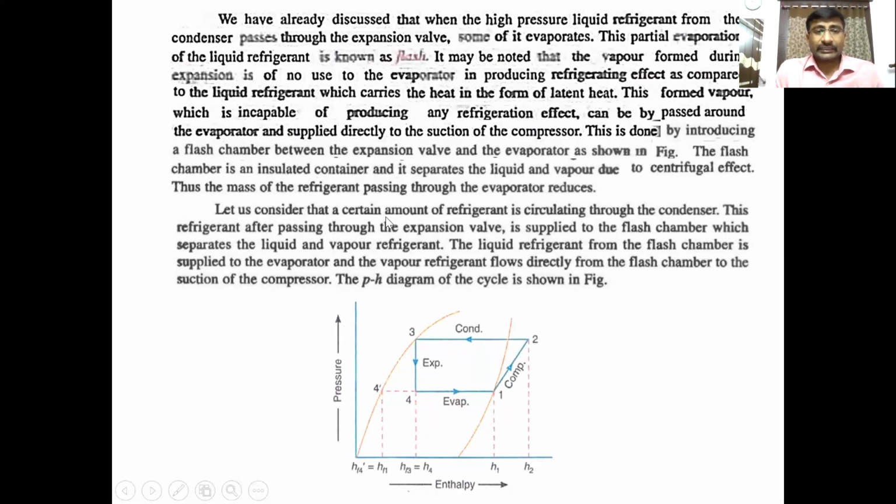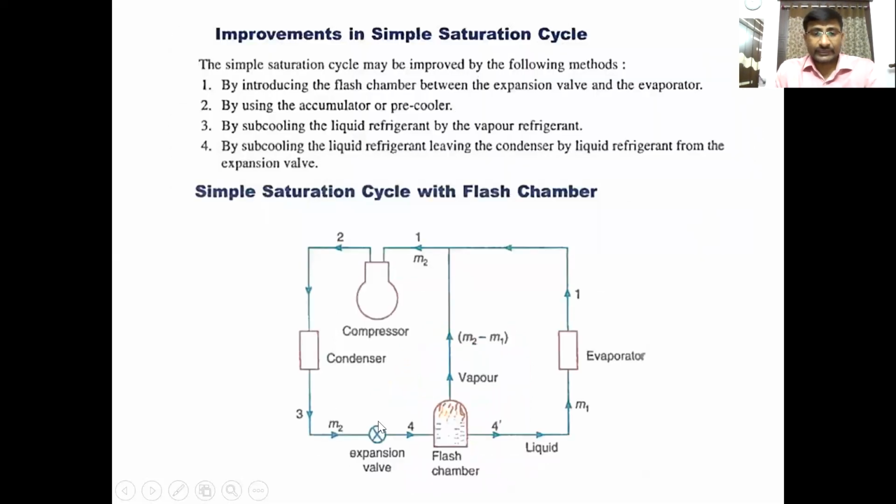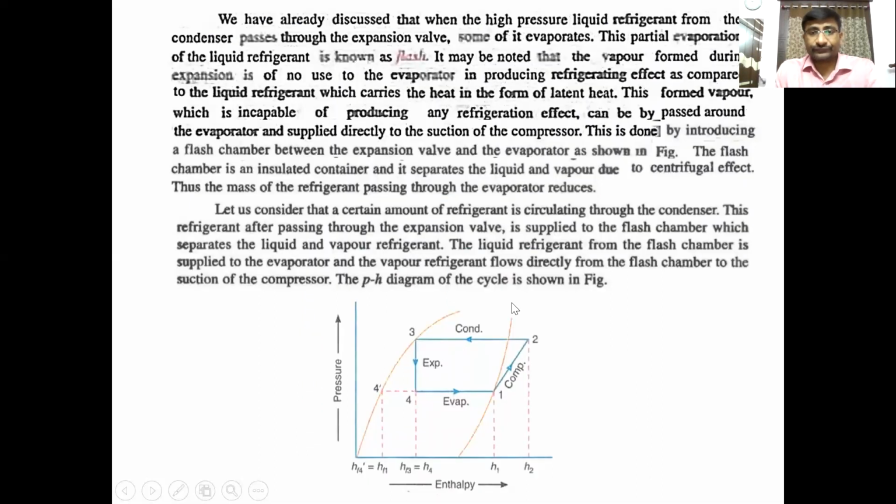Let us consider a certain amount of refrigerant. Let us go for the thermodynamic analysis of the cycle. A certain amount of refrigerant is circulating to the condenser, which is taken as M2. This refrigerant, after passing through the expansion valve, is supplied to the flash chamber, which separates the liquid and vapor refrigerant.